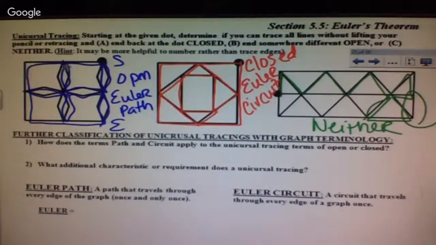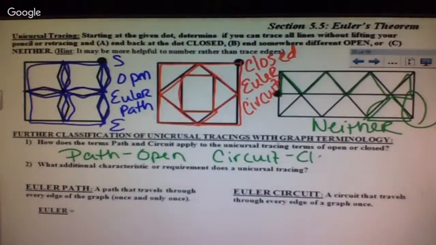Okay, so a path is open and a circuit is closed. The only way I remember that is circuit has to do with NASCAR. They're making a left turn. They're making another left turn. And guess what? They don't cross the finish line until they get back to the start. Okay, so it's closed. It's a big old oval.